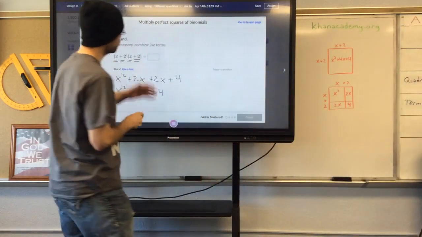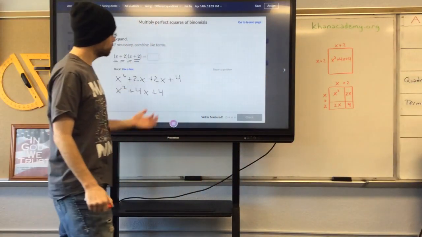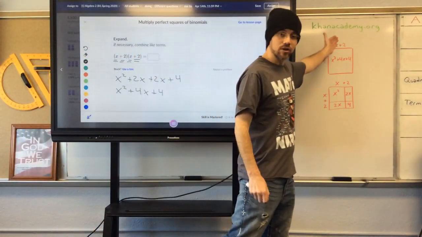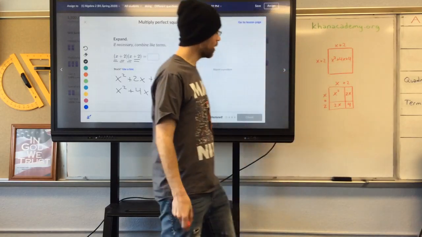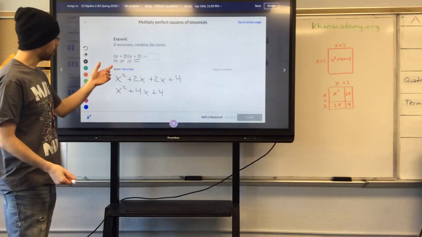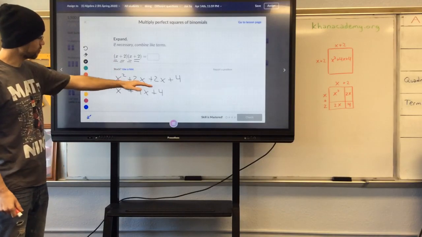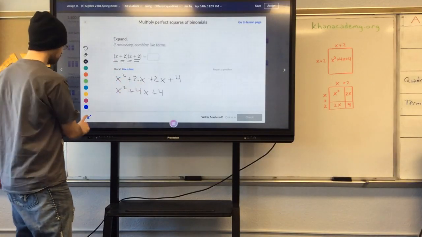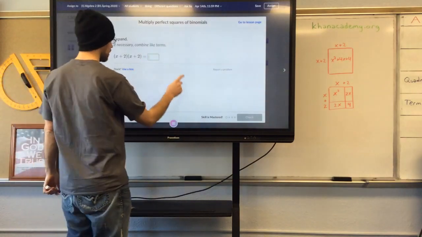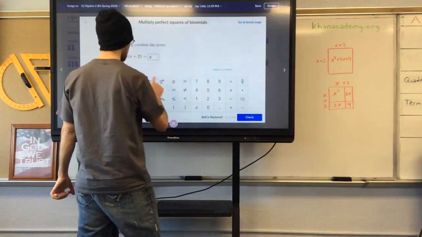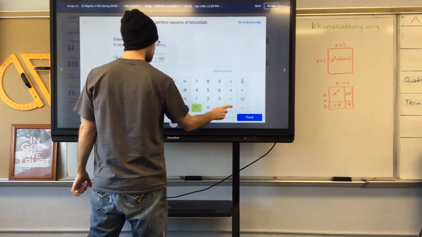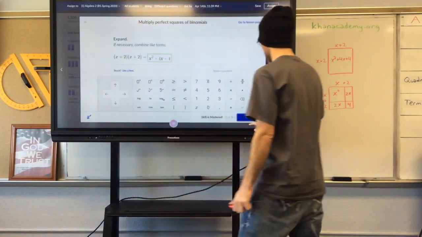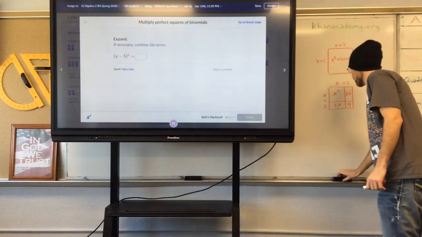Now, it's called perfect square binomial because we can model it with a square, an area. And so this formula is going to hold true. We're going to generalize it in a moment, but let's first enter our answer here. So x squared plus 4x plus 4. And let's look at what they give us for our next one.